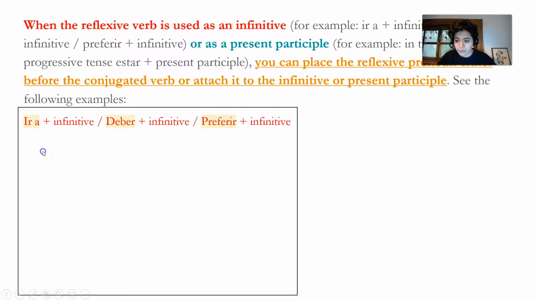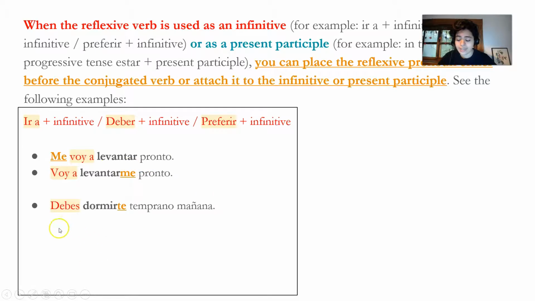So when you have these types of structures in which the reflexive verb is a verb in the infinitive, then you can either choose to place the reflexive pronoun in front of the conjugated verb, me voy a levantar pronto, or attach it to the infinitive, voy a levantarme pronto.